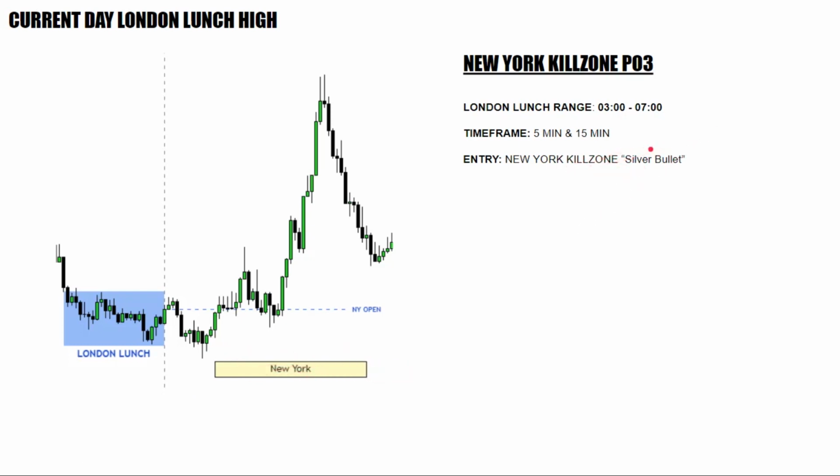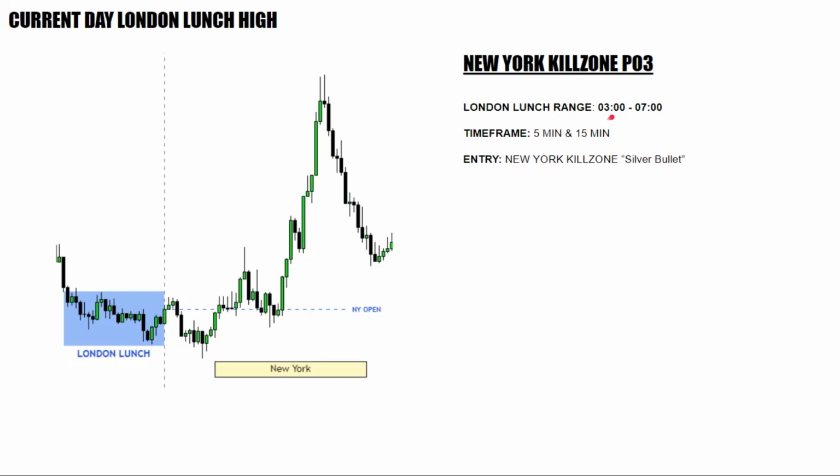This is where we look to execute our trades. And if you want to be selective and special, you can use the silver bullet. I personally prefer that. It's just easier, less stress to the head, if that makes sense. So pretty much how this profile goes, you mark out the range from 3 a.m. to 7 a.m., which would be this range right here.